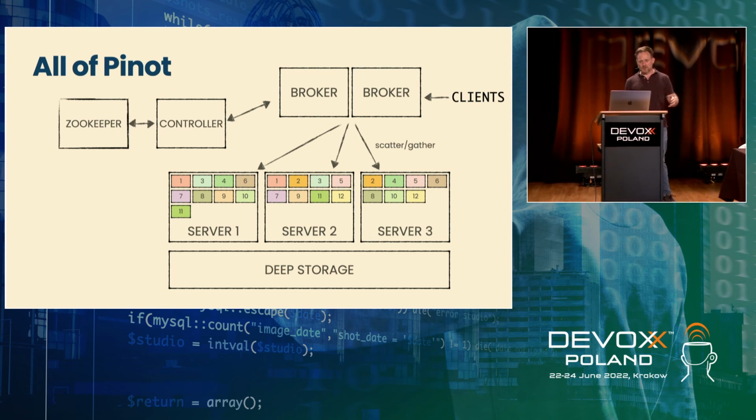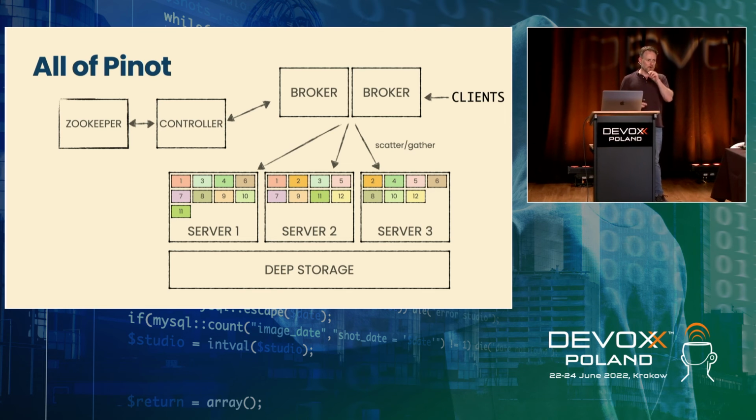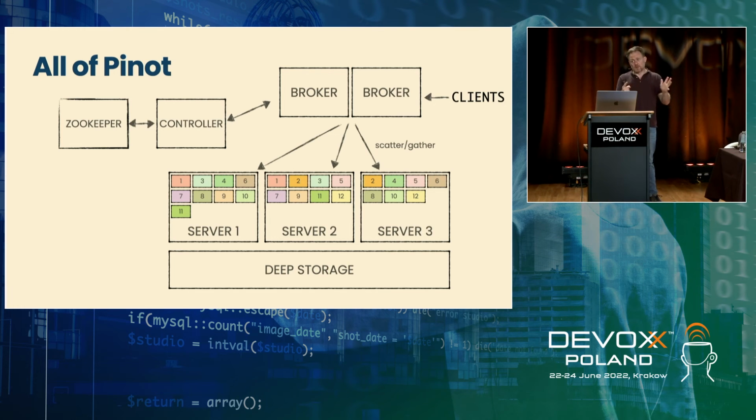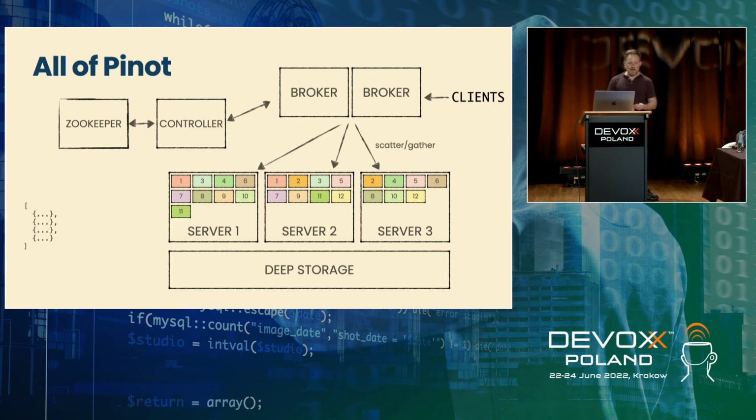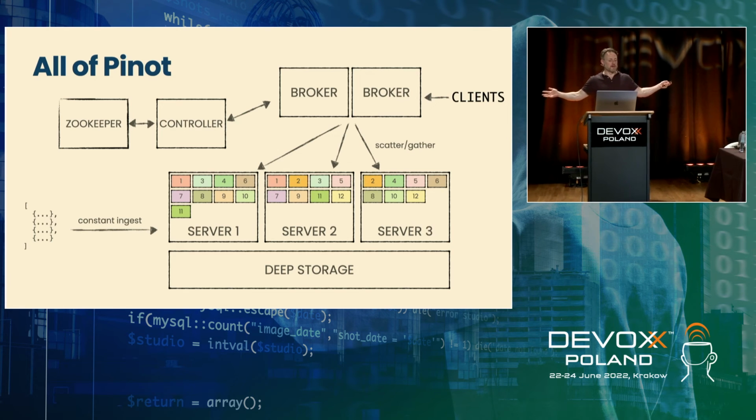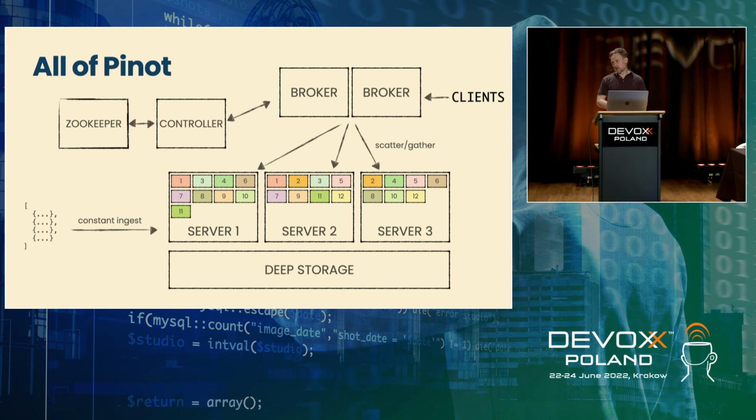Clients talk directly to brokers. So you send a query to the broker, it figures out what servers need to be talked to, servers do the work, send the results back, and brokers gather results. They have a little bit of work to do, so having scattered, they will gather and send results back to the client. And remember, there is ingest happening all the time, right? Ingest can just be going whenever.